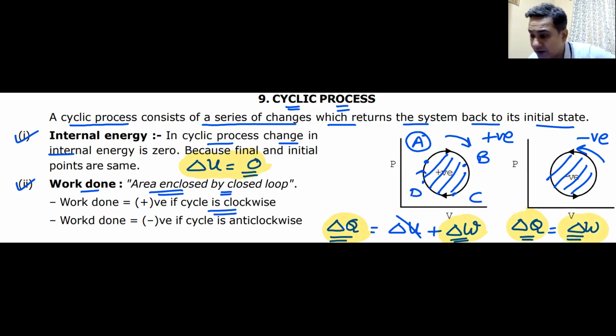This is point number one. Point number two, work done if it is a clockwise cycle is positive, work done if it is an anti-clockwise cycle is negative, and work done is always given by the area enclosed by the graph.